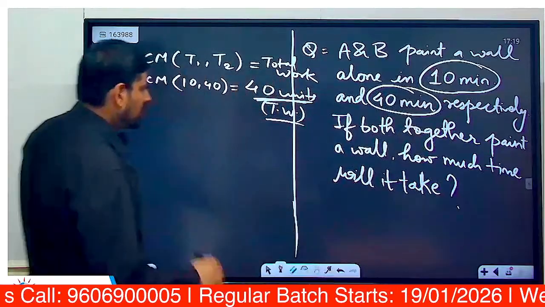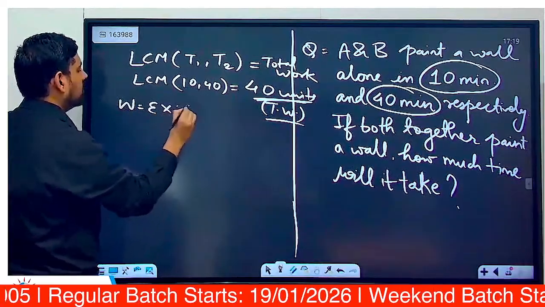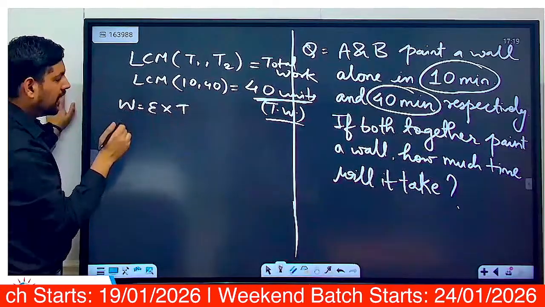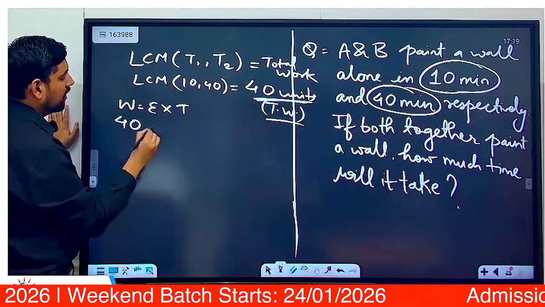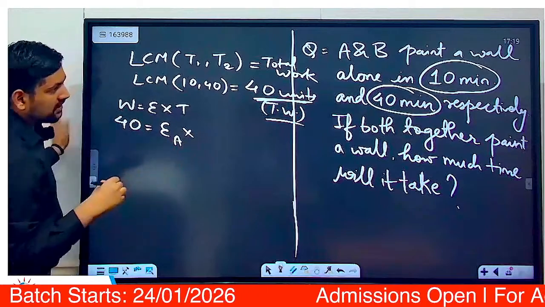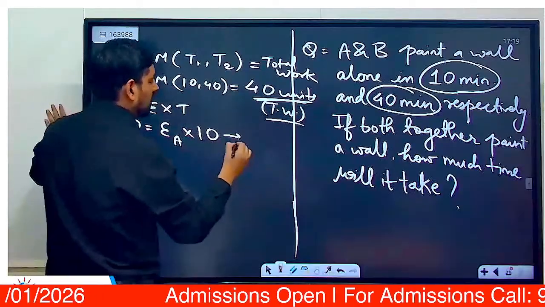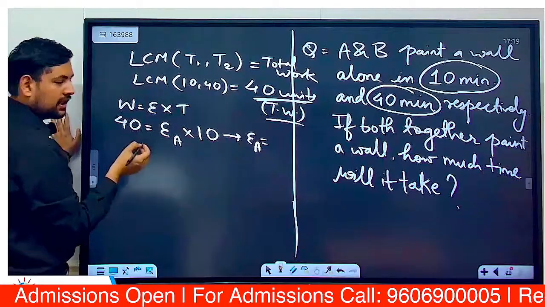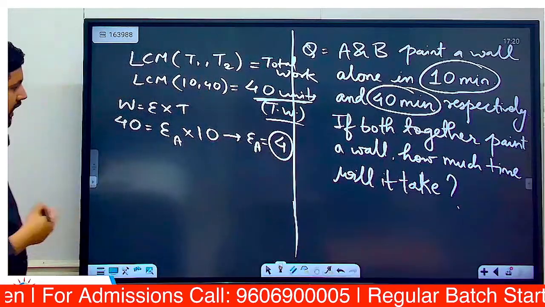Yes, correct. So basically, you know this work is equals to efficiency into time. Now, if I want to find out efficiency of A, whatever is the total work, total work is 40 units. Let's say efficiency of A is what I'm trying to find into how much time does A take? A takes 10 minutes. So this is 10. What do you get? You get efficiency of A is equals to 40 by 10. That is 4. This is efficiency of A.